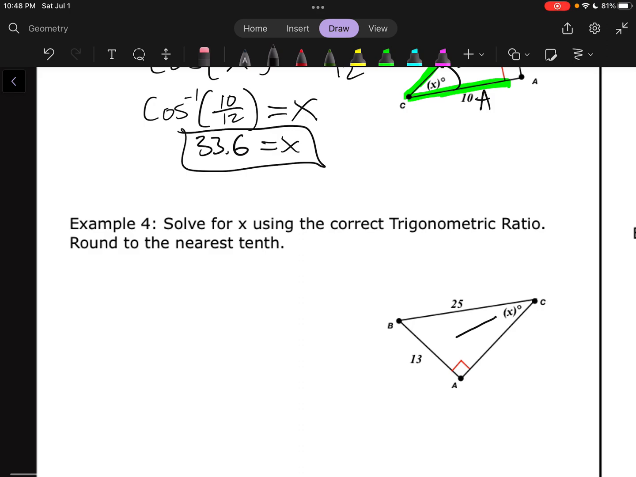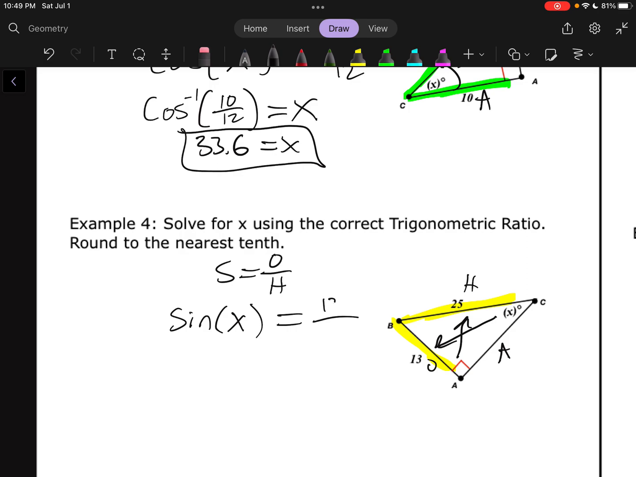Example 4 here. Let's keep it going. Drawing those arrows. This time looks like I'm using O and H. I know O and H is my sine function. So sine parentheses equals ratio. Inside those parentheses, I'm going to put the x. That's my angle. My ratio is 13 over 25. And so now that I know that ratio, I'm going to switch it into the inverse function to put in the ratio to get out the angle. Okay, inverse sine of 13 over 25.